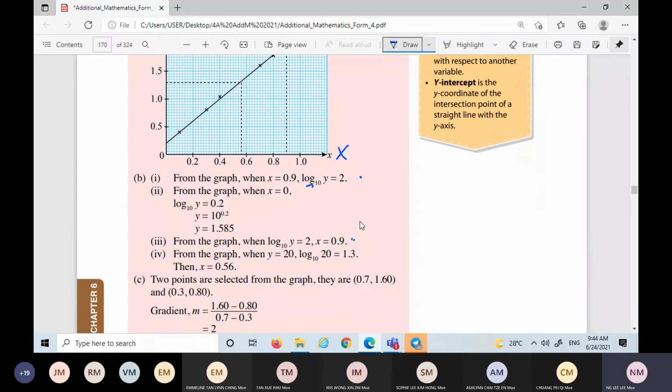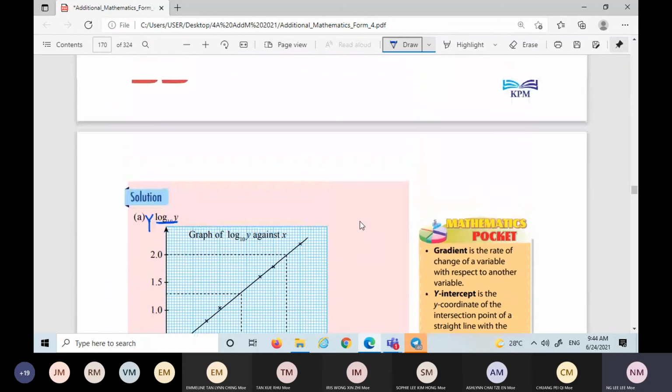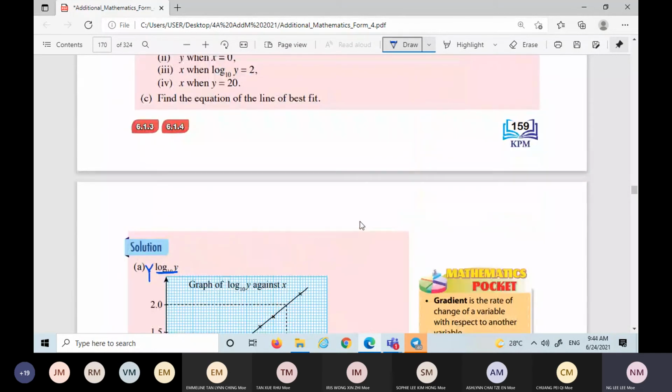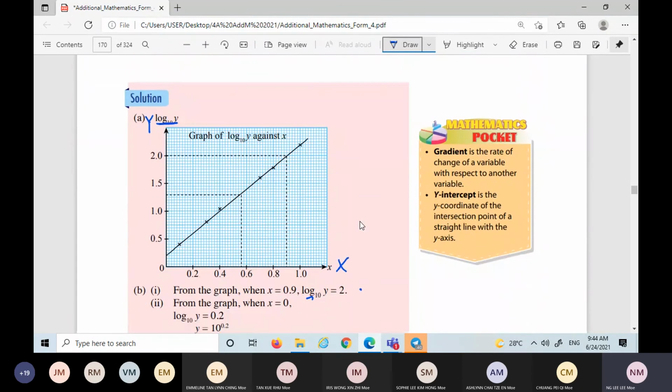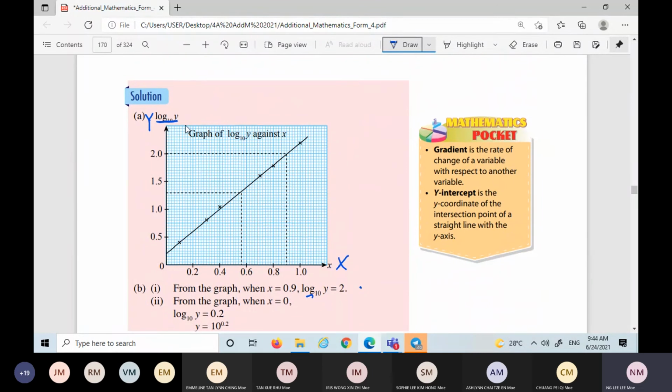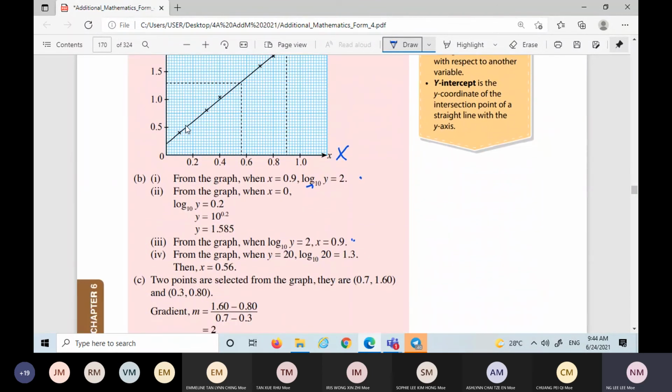Then part 4. Find the value of x when Y is 20. Y is 20, not log Y is 20. If log Y is 20, where is it? Here it only goes until 2. Don't have 20. So you have to start with Y is 20.